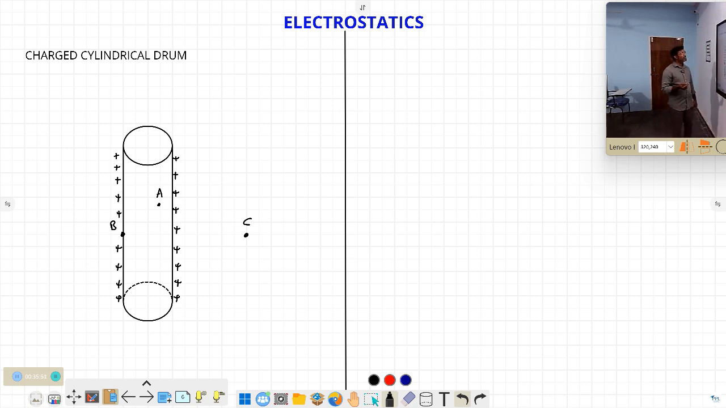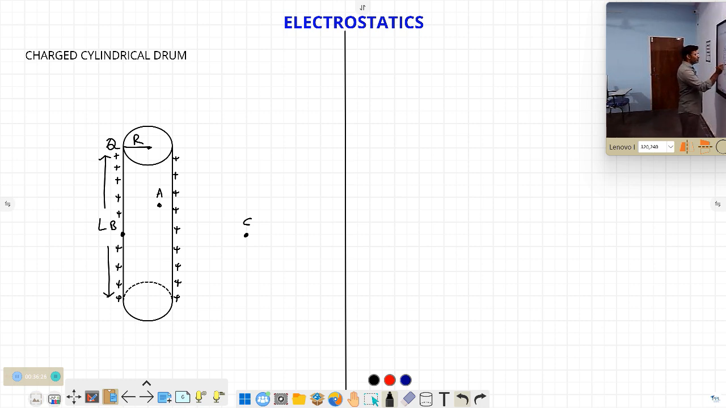Now we are going to discuss the electric field due to a charged cylindrical drum using Gauss theorem. So first consider one drum. The cylindrical drum having length L and radius capital R, which is charged. The charge on this one is capital Q. Now we are going to find the electric field intensity at 3 points. A point inside, B point on the surface, C point outside.